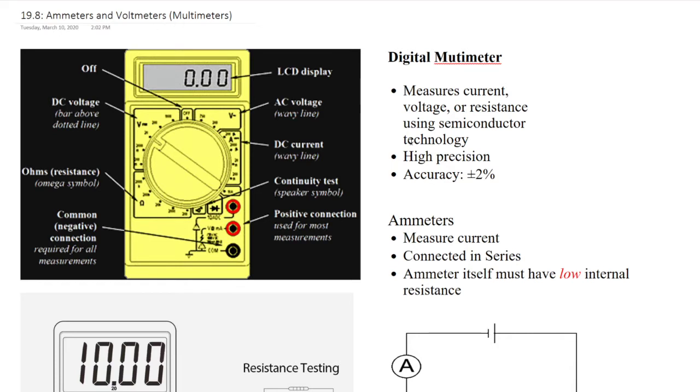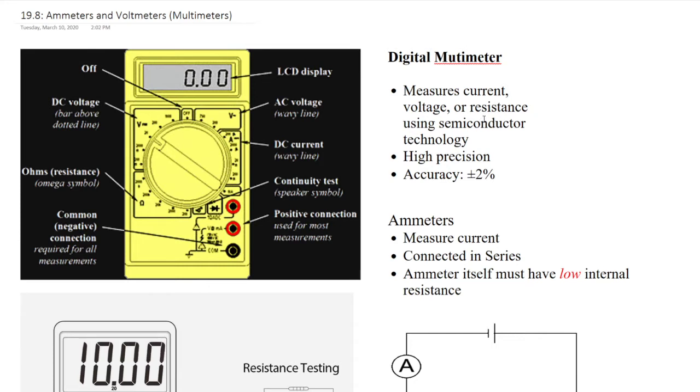is a couple of features of digital multimeters. Digital multimeters have the advantage of being highly precise, so you can measure smaller changes in voltage and current. They are also fairly accurate. The uncertainty on most multimeters is within about plus or minus 2%.